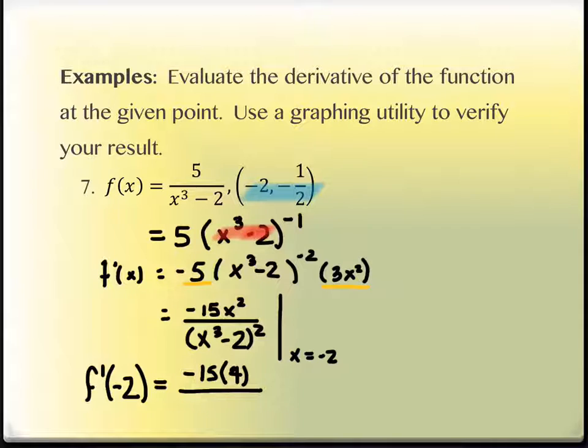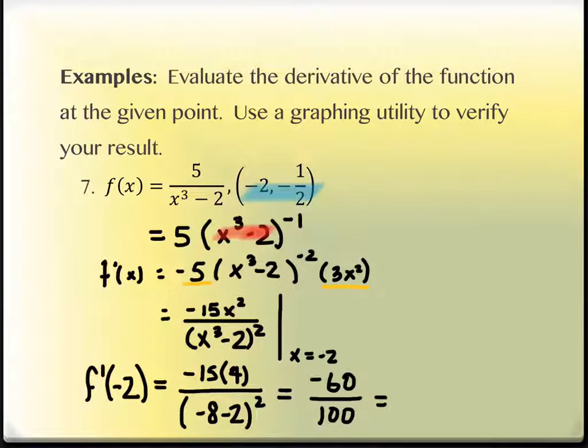I'm sorry, not negative 5, negative 15, and then the 4. And then I have negative 2 cubed. What is negative 2 cubed? Negative 8. So I have a negative 8 minus 2, and then that's squared. So what do I get on top? Negative 60. What do I get on bottom? 100, and it's positive, right?